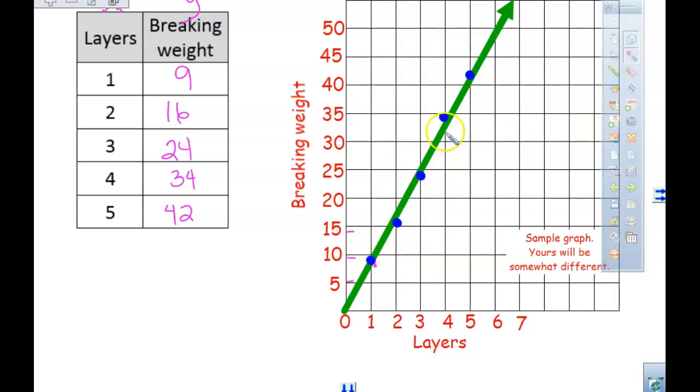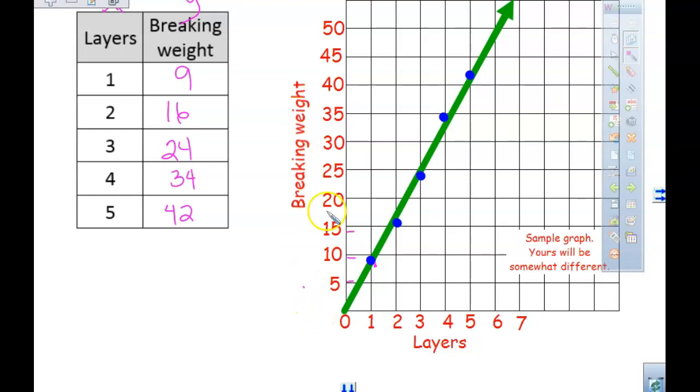After you plot the points, we would want to draw a straight line with that ruler. But what I noticed on a lot of your I-7 is that whatever these numbers went up by, some people right here would put 9, 16, 20. No, that's not constant. You can't do that, okay?